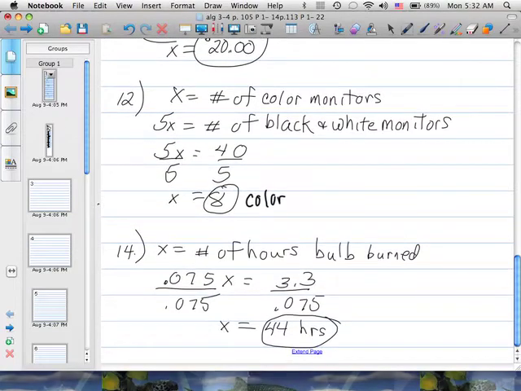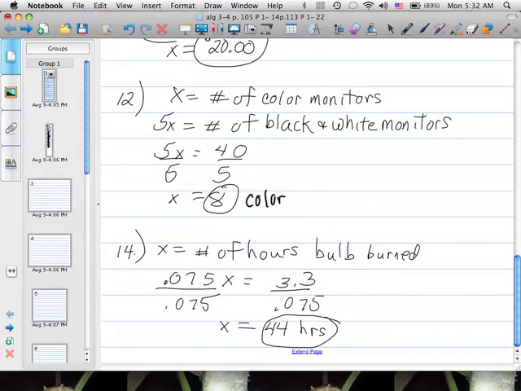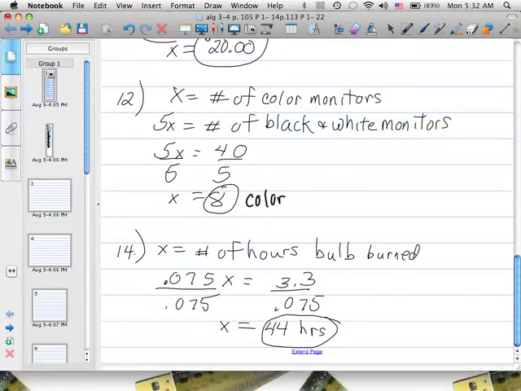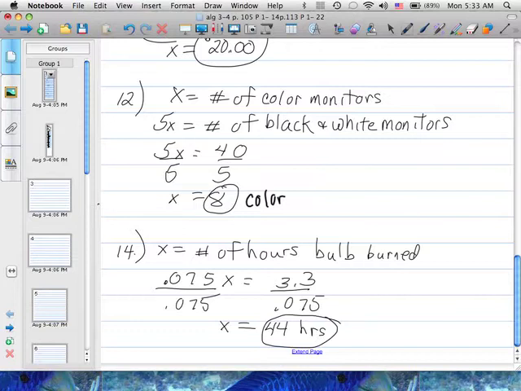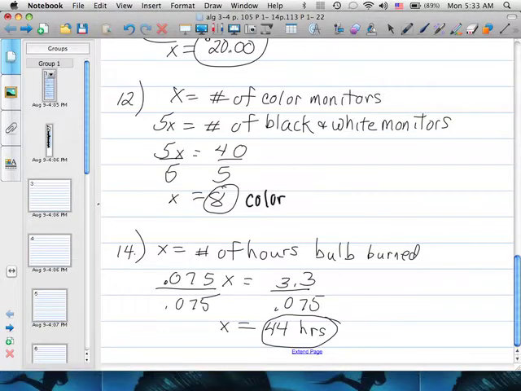It said they had 5 times as many black and white, so 5x equals the number of black and white. The second sentence said they have 40 black and white monitors, so 5x equals 40. Divide by 5, and we get x equals 8 for the color monitors.